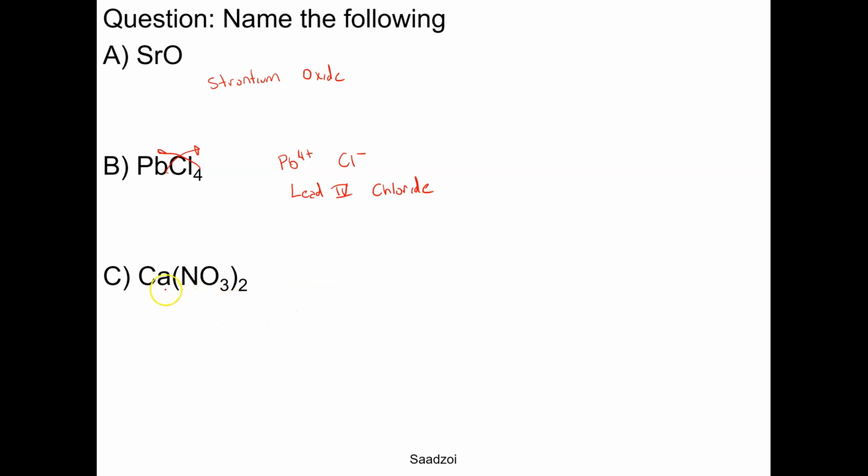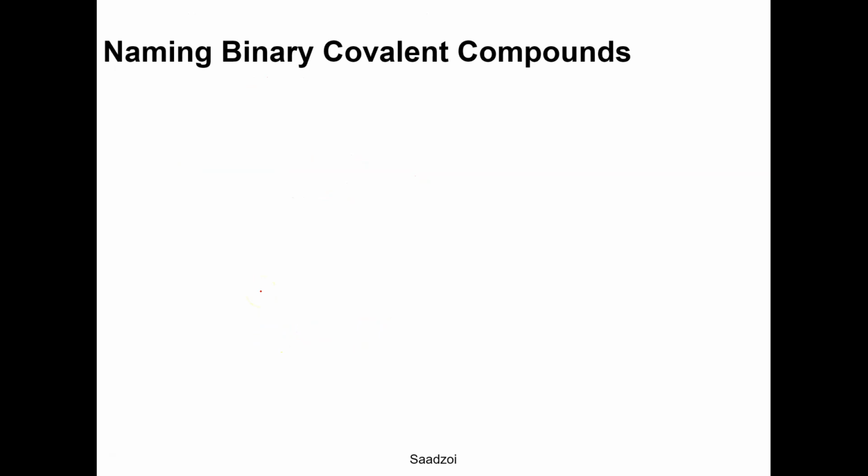All right, next one, group 2. So good news, calcium nitrate. Because it's group 2, I don't need to sit there and figure out the charges. So if it's not one of the transition metals, then you don't have to worry about the whole crisscrossing and doing all that stuff. You just name what you see, which is a lot easier.